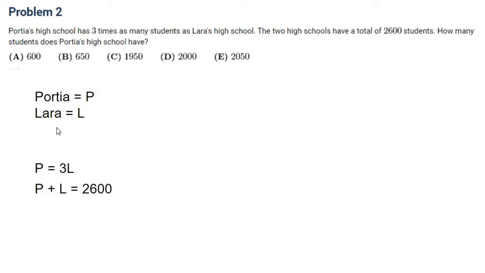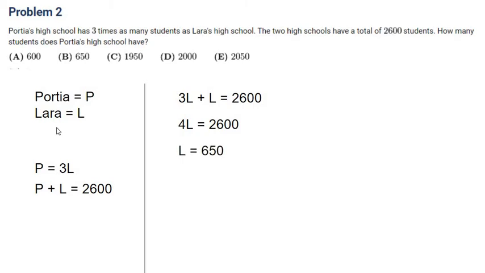Now this is a simple system of equations which you can solve. If you want to give it a try, you can. But let's go through that step by step. So in the second equation, we have P plus L equals 2,600. And from the first equation, we know that P equals 3L. So we can substitute P for 3L in the second equation, and we will get 3L plus L equals 2,600. So in this case, we can simplify this even further to 4L equals 2,600, and finally L equals 650.